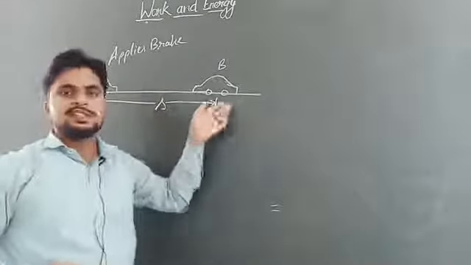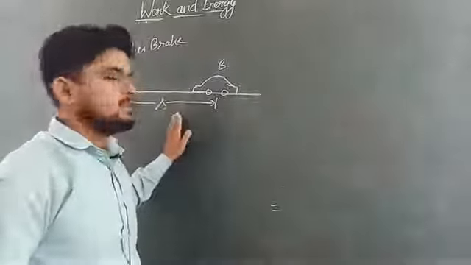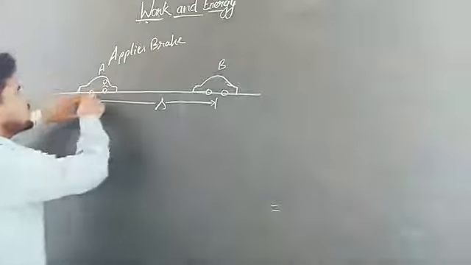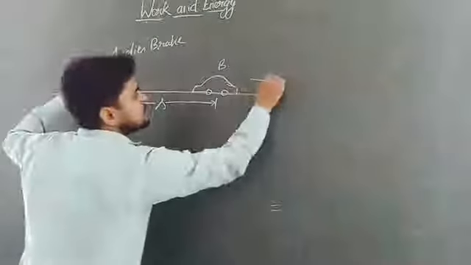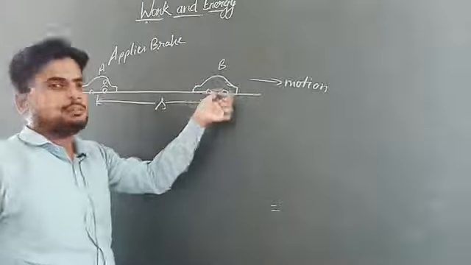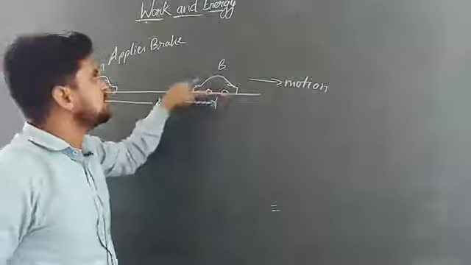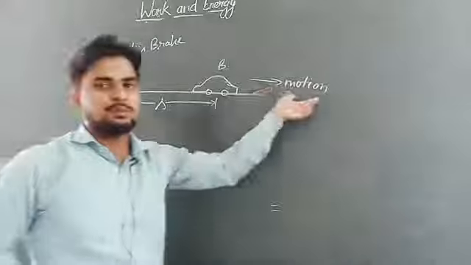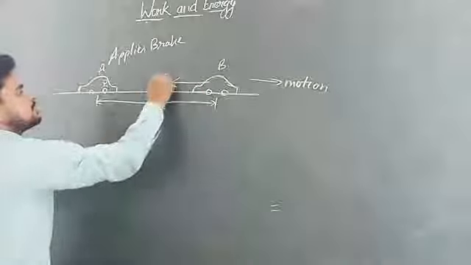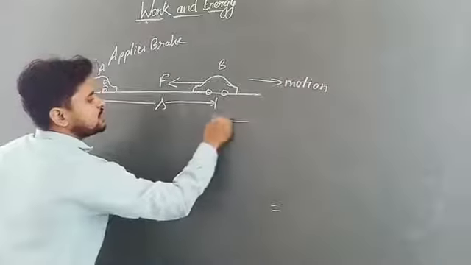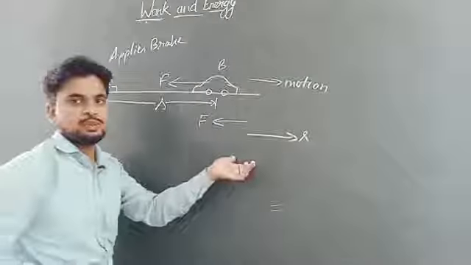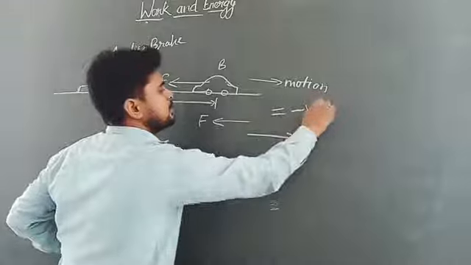Now students, let us identify the direction of force by brakes. If you consider this situation, then the car is moving from A to B. So this is the direction of motion. But here you can see after some instant of time, the car stops. It means the force by brakes opposing the direction of motion. So the force of brakes must be in opposite direction. Now it is clear that this is the direction of force and this is the direction of displacement. Both are opposite to each other, so work done is negative.